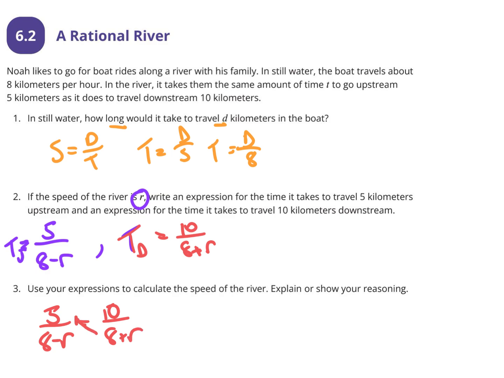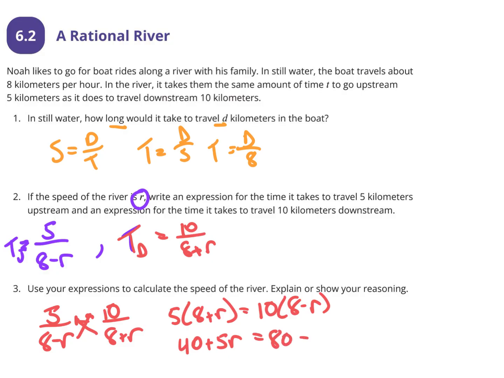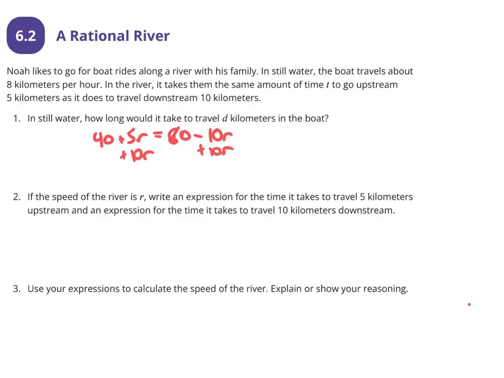So just like before in the previous one, we cross multiply. 5 times 8 plus r equals 10 times 8 minus r. You get 40 plus 5r equals 80 minus 10r. We add 10r to both sides. Okay, I just rewrote it on the next page. So we got 40 plus 15r equals 80. I subtract 40 from both sides.